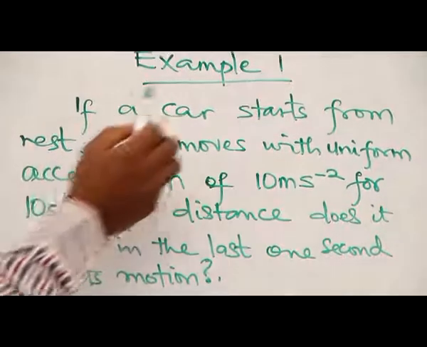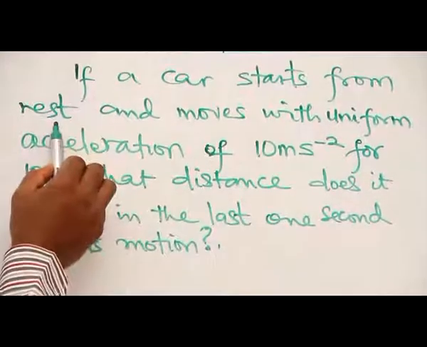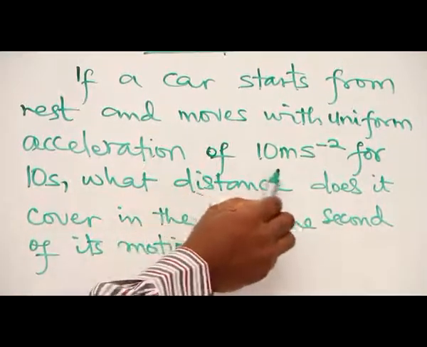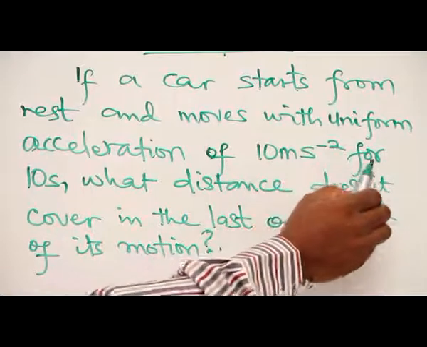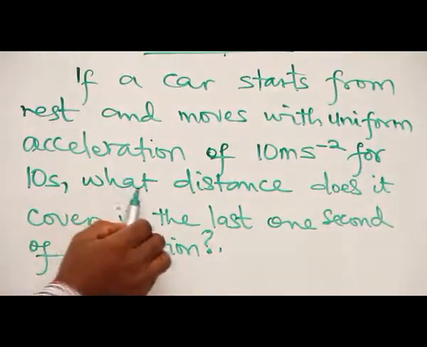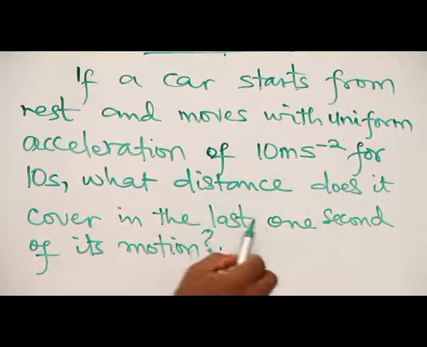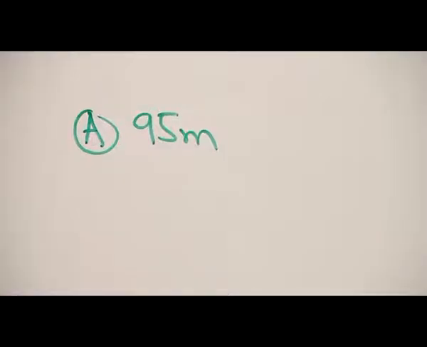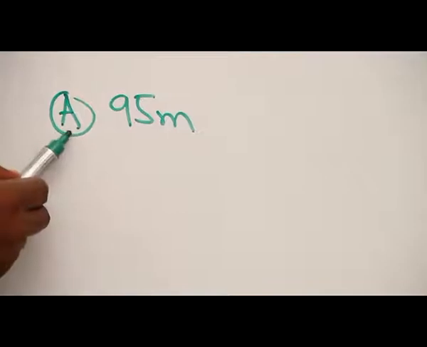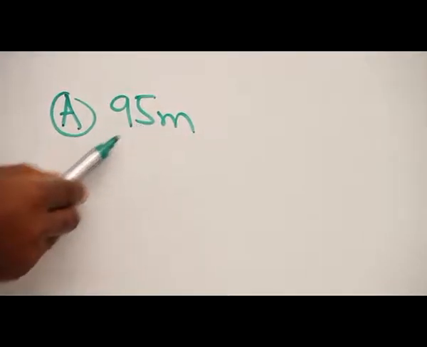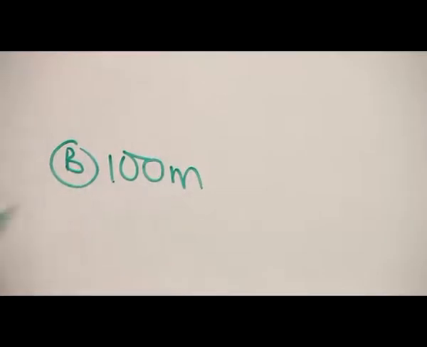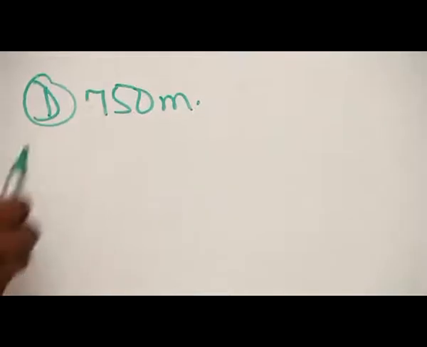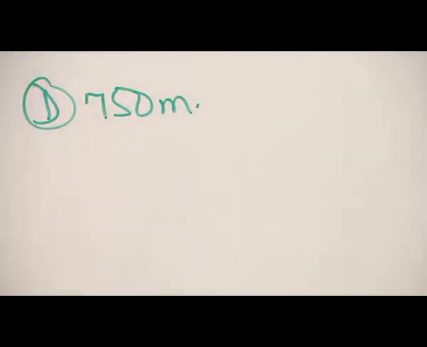Example 1. If a car starts from rest and moves with uniform acceleration of 10 meters per second squared for 10 seconds, what distance does it cover in the last 1 second of its motion? The options are A. 95 meters, B. 100 meters, C. 500 meters, and D. 750 meters.